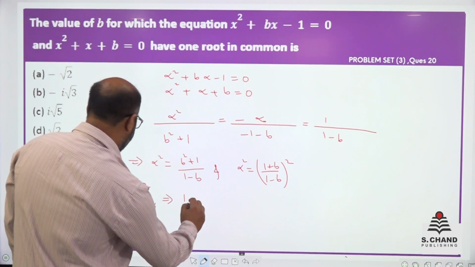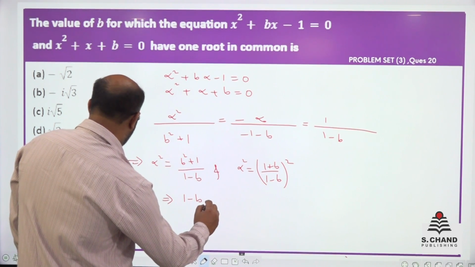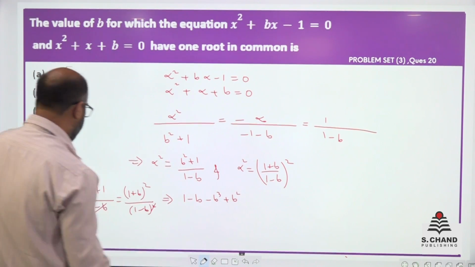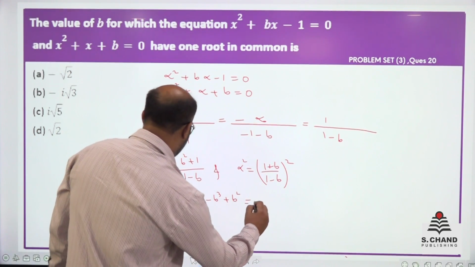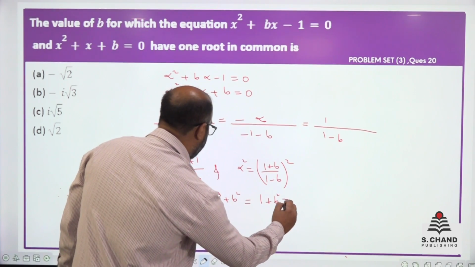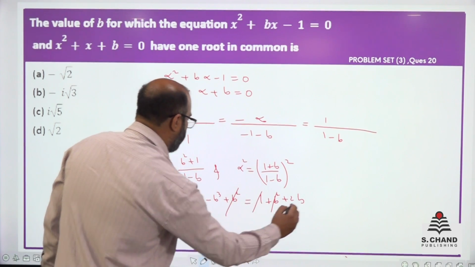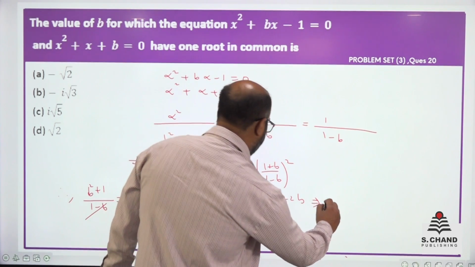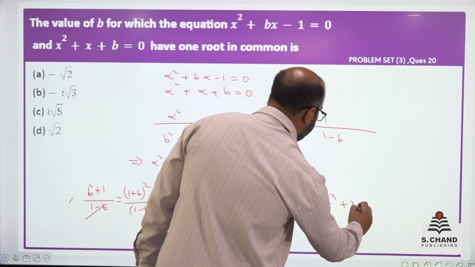So 1 minus b minus b cube plus b square minus b cube plus b square, right? And on the right hand side, 1 plus b square plus 2b. So b square gets cancelled, 1 gets cancelled, and you will get b cube on the left hand side, and on the right hand side, 2b plus b, 3b, is equal to 0.